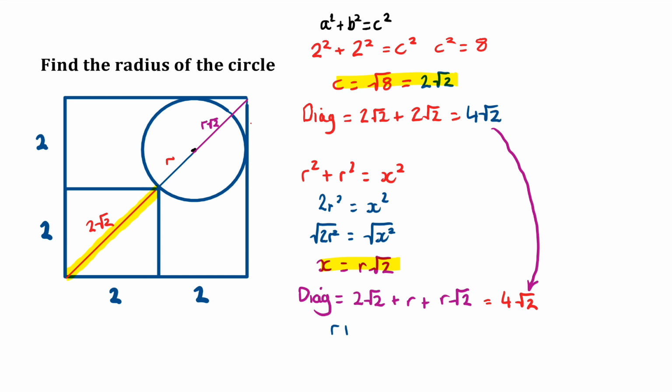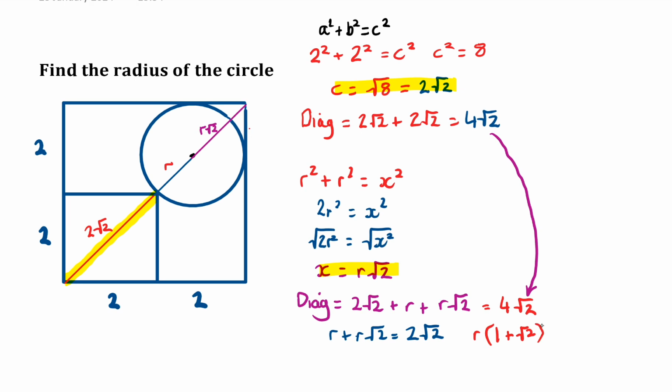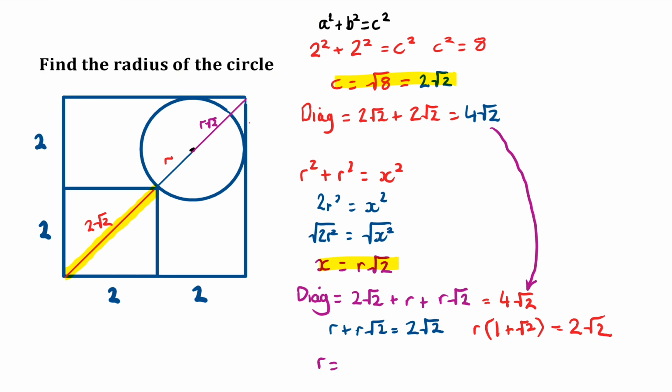This simplifies down to r plus r root 2 is equal to 2 root 2. And if we take out the r from the left-hand side, we get r times 1 plus root 2 is equal to 2 root 2. Dividing by 1 plus root 2, we get that r is equal to 2 root 2 all over 1 plus root 2. And that's our final answer. And if you put this in your calculator, you'll get that this is approximately 1.71.